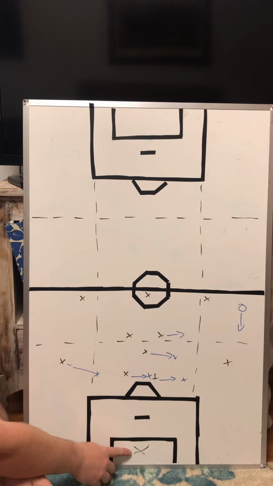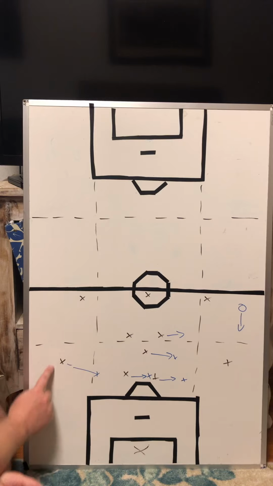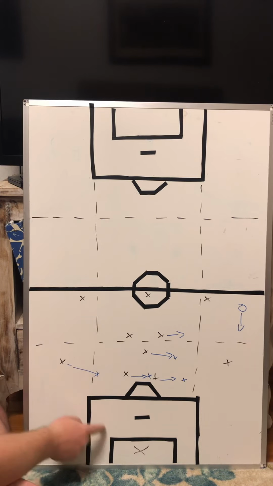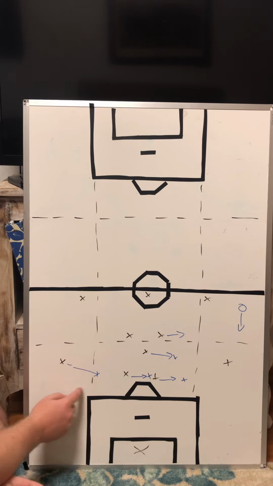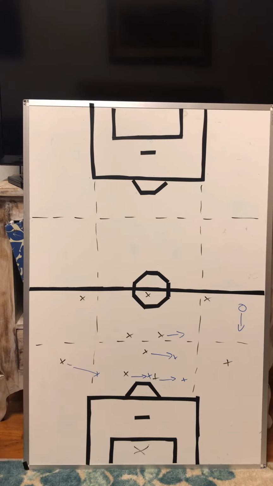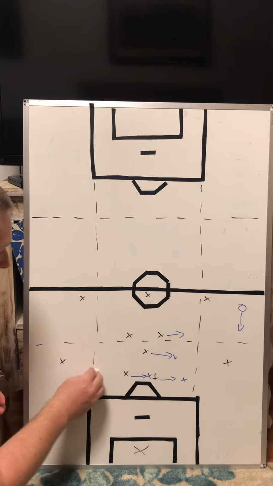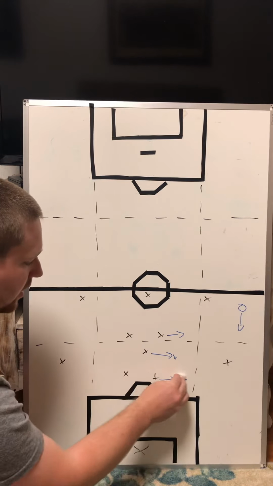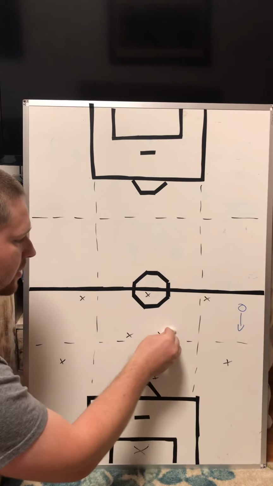Our keeper wants to be looking, making sure there's no attacking players coming down this way. If so, he says, pick up left. You want to pick up that left attacker. Alright? We always want to be looking at the field, making sure we're watching where people are attacking from, and that way we're not left out in the open.